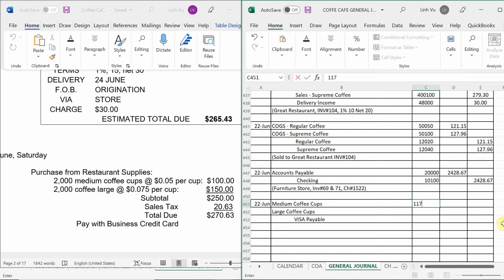Is it 11,760 and 11,765? Yes. Okay, so how much is going to go into the medium cups and how much is going to go into the large cups? Just multiply 100 times 2.5. Okay.